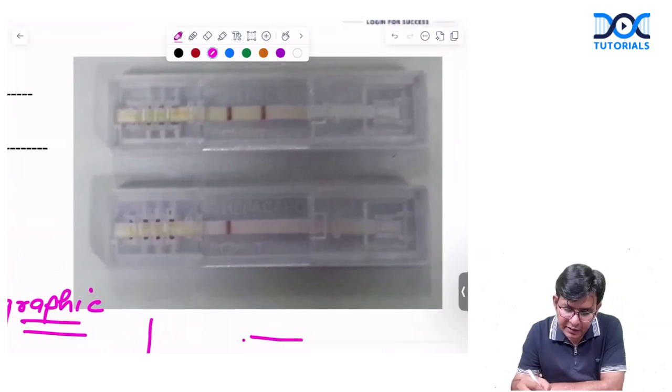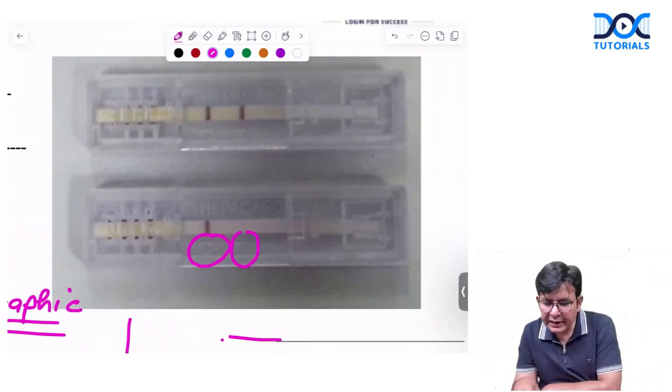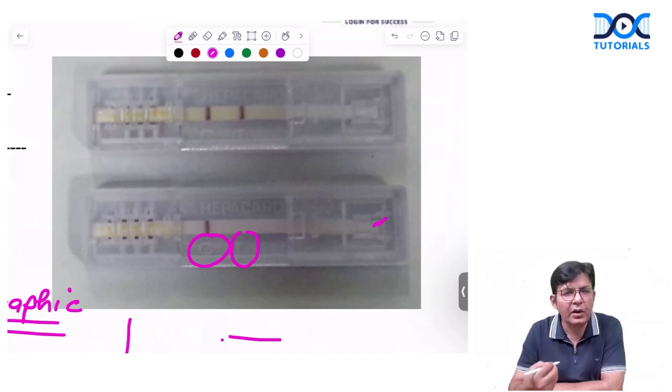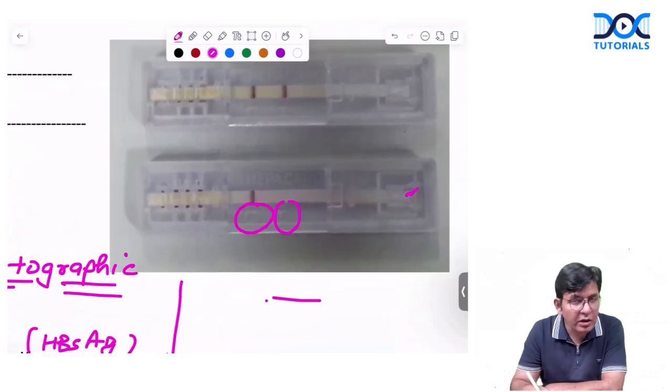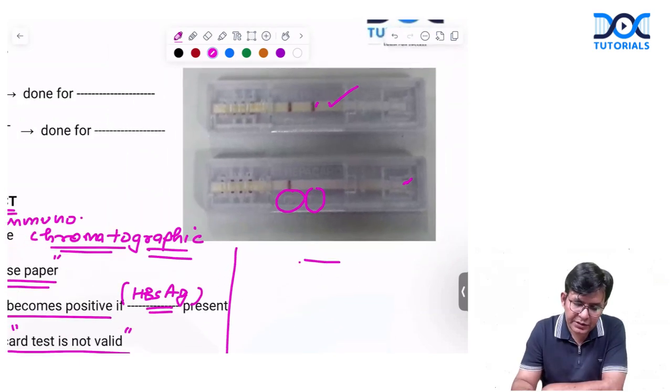HEPA card. There is a control line here. This is the control line and this is the test line. Okay. And on this side, you put the sample, and it travels on this particular paper. So this is what is the immunochromatography. And as I told you, control will always come what? Positive. Here also. In the first one, the test line is also coming positive. In this, the test line is not coming positive. Means in the second card, the person is not positive, whereas here, the person is positive.